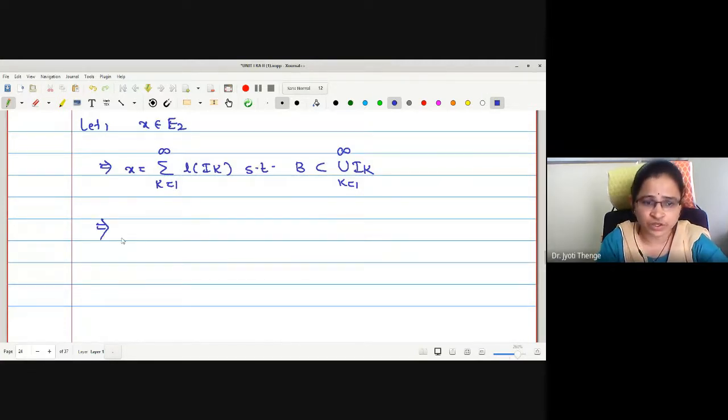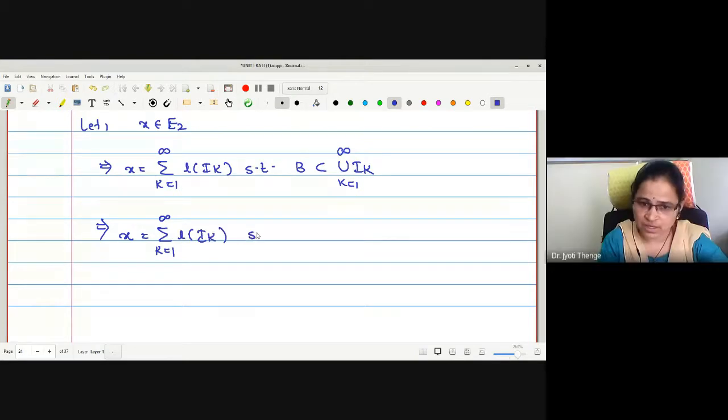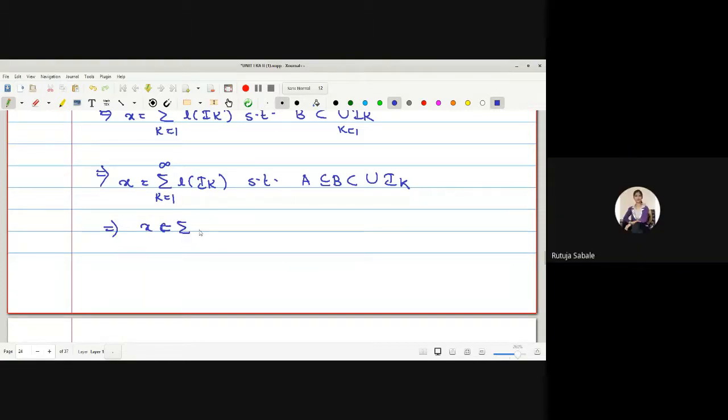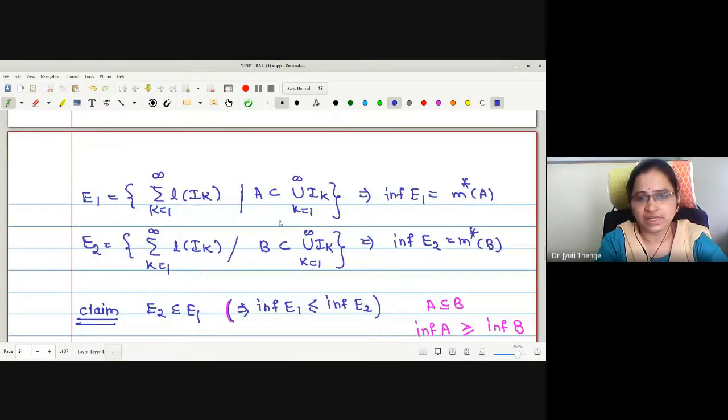But what is the relation given to us between A and B? A is contained in B. Yes. Therefore I can write such that A is contained in B, which is contained in the union of I_k. Therefore this gives me A is contained in the union of I_k. If A is contained in the union of I_k, may I say the element x is in E1 now? Yes, the element is in E1 now.